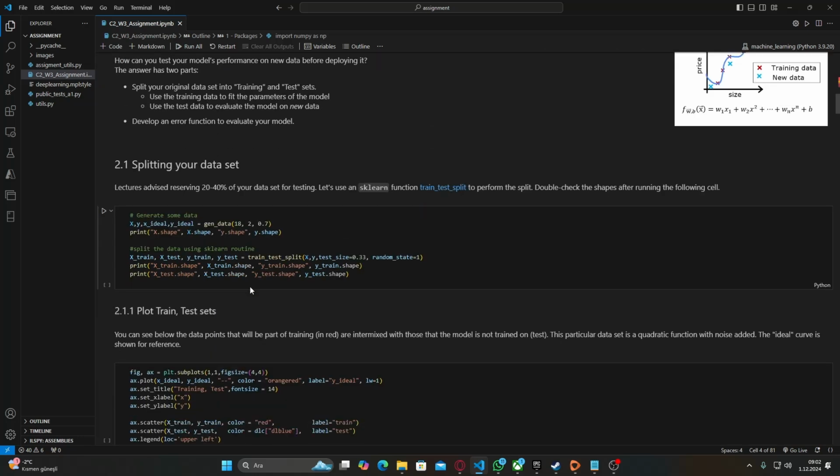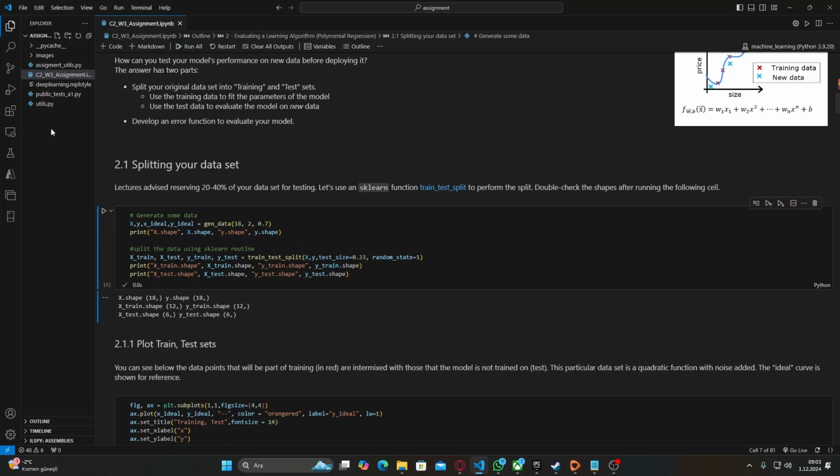And here, okay, we are at 2.1, splitting your dataset. The lecture advises reserving 40 percent of the data sets for testing. Use the scikit-learn function train_test_split to perform the split. Double check the shapes after running the following cells. Okay, let me run this one.